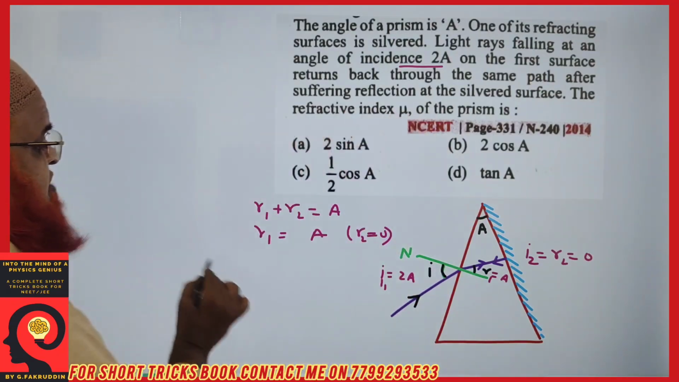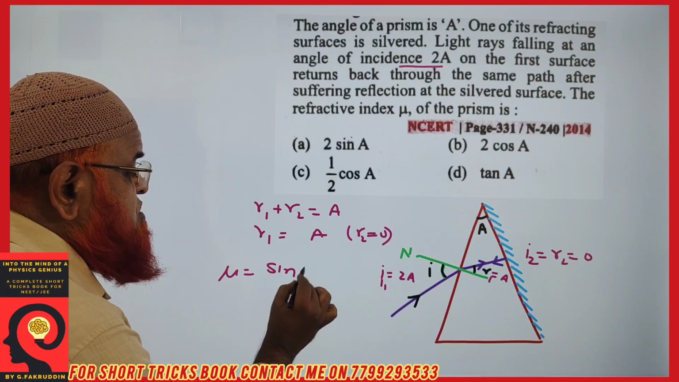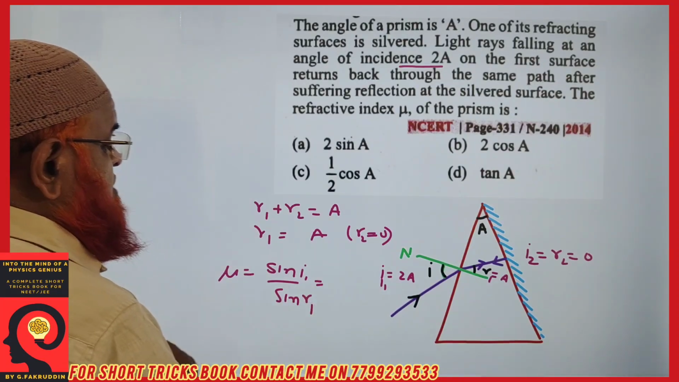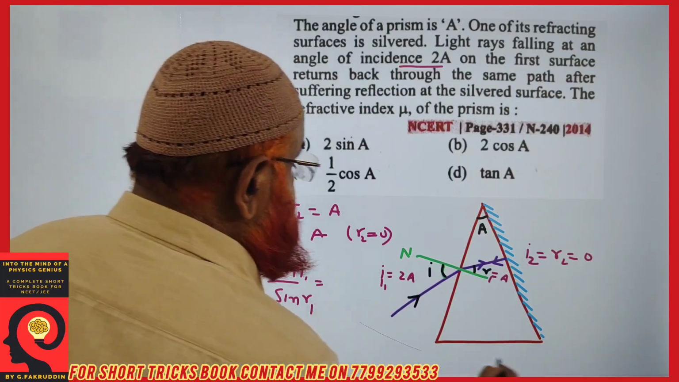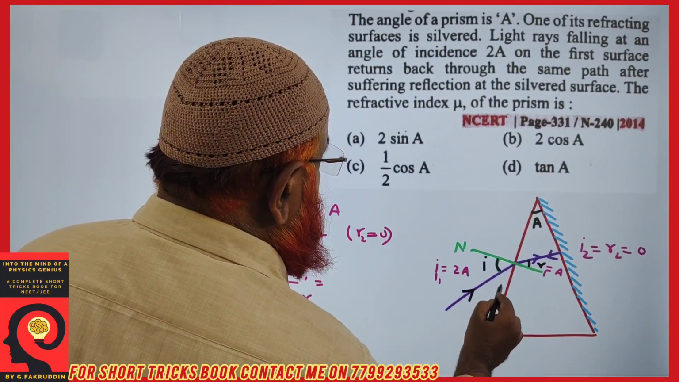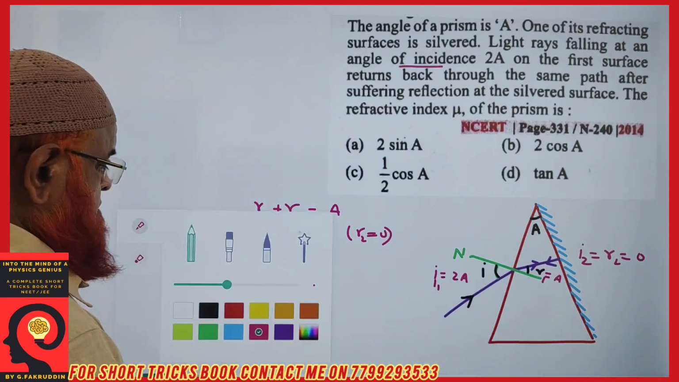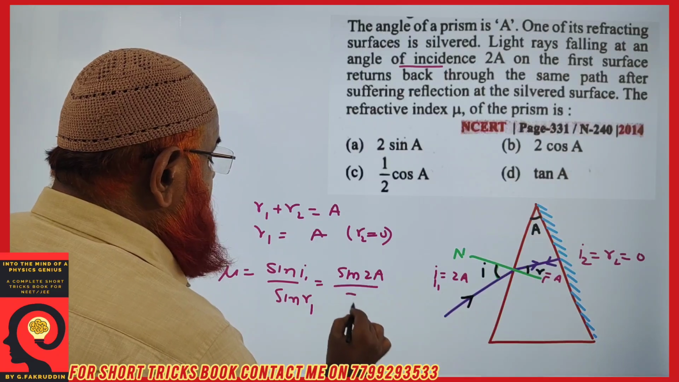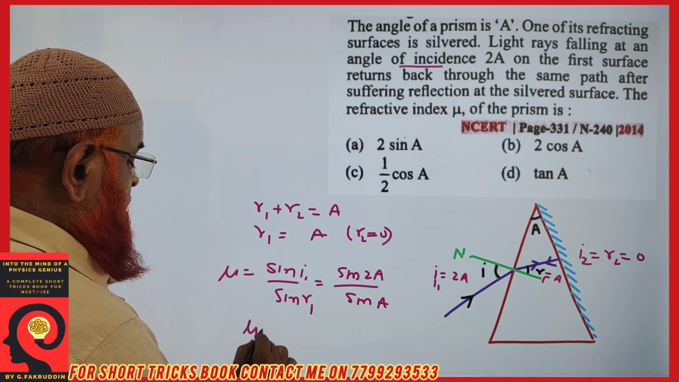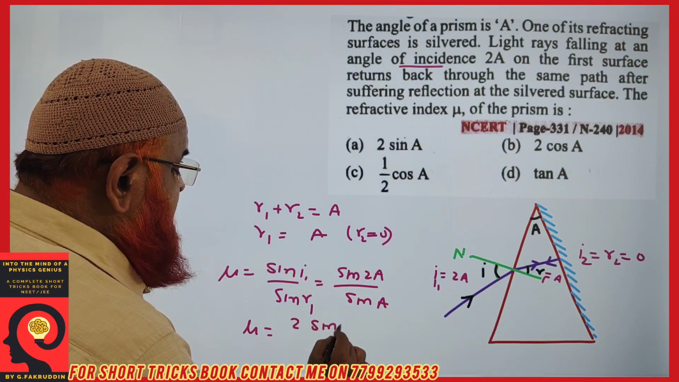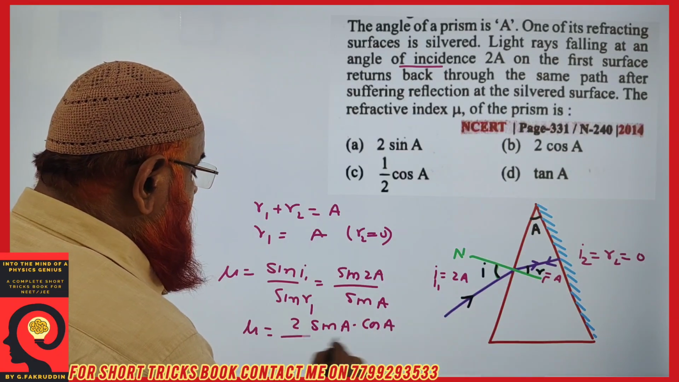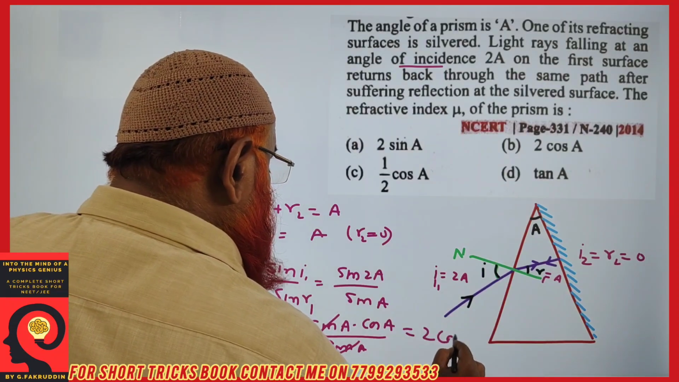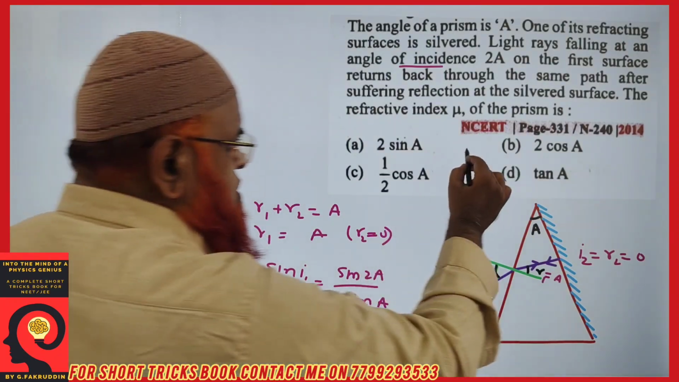Now, the refractive index of a prism is mu is equal to sin I1 by sin R1. See, sin I1 is nothing but sin 2A, and sin R1 is nothing but sin A. So sin 2A is 2 sin A cos A according to trigonometry, and sin A is already present in the denominator. Sin A gets cancelled. What is left now? 2 cos A. So 2 cos A is our answer.